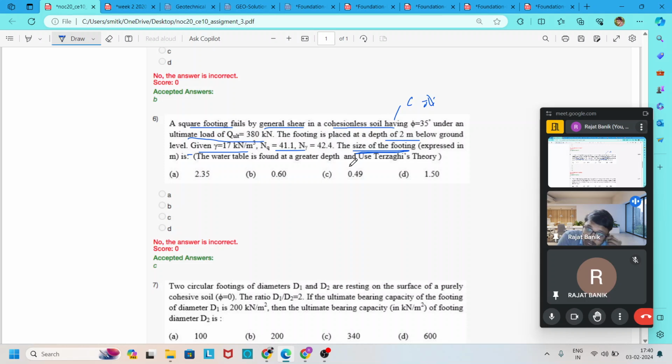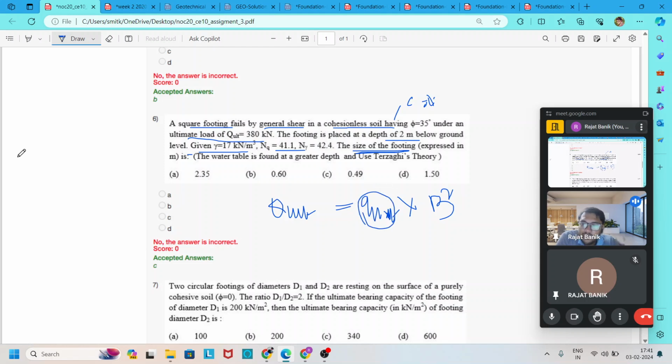So we know that the ultimate load is given, so we need to find out the ultimate bearing capacity. We know that Q ultimate load is equal to the ultimate bearing capacity into the area of the footing. That means if it is a square footing, the width or length of the footing is B, so the total area is B square. And we also find out the q ultimate.